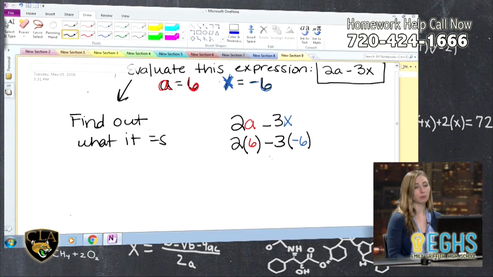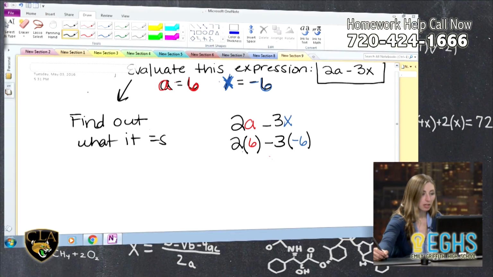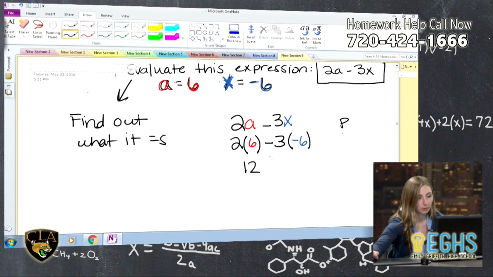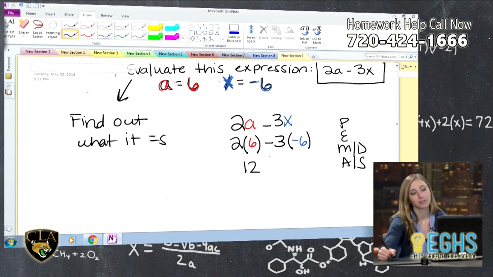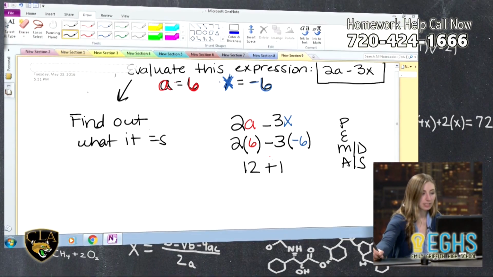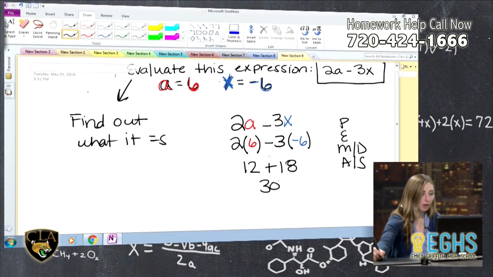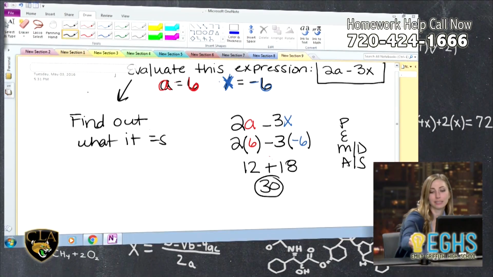Evaluate, find out what it equals. So we plugged in everything. Now we have some values. 2 times 6, we're going to get 12. And we're just using PEMDAS, order of operations, to tell us the order that we're simplifying these things. So we did our multiplication, and then we have negative 3 times negative 6, we get 18. So plus 18, putting those together, we get 30.